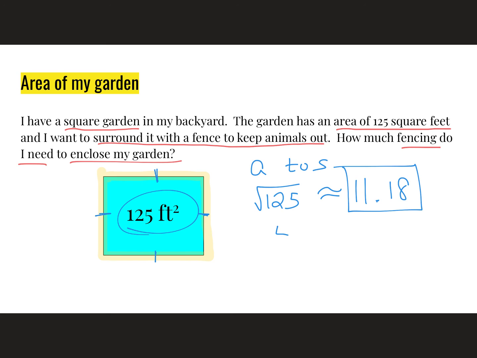So I have to do 4 times 11.18 to get my answer. When I put that in my calculator, 4 times 11.18, I get 44.72. Again, I know my unit is feet, so I need 44.72 feet of fencing.